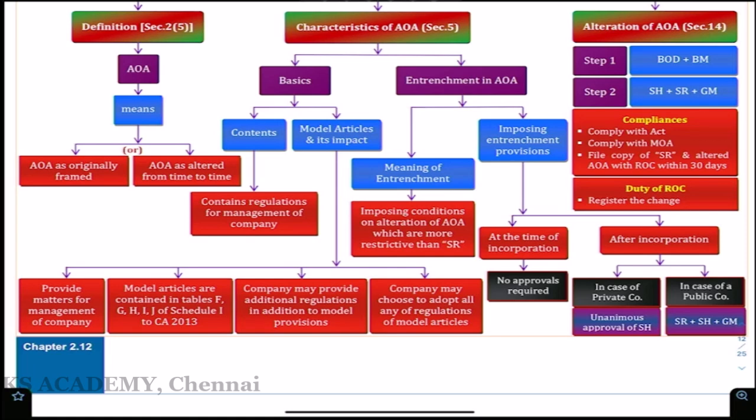Next one, characteristics of AOA. Basics. Contents. Contains what? Regulations for management of company. Model articles and its impact. Tell me, what model article?